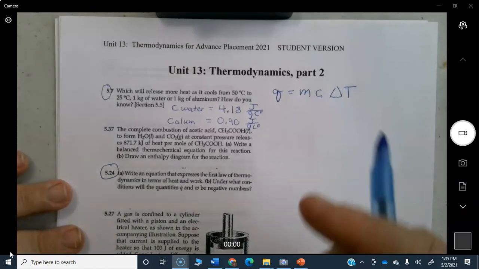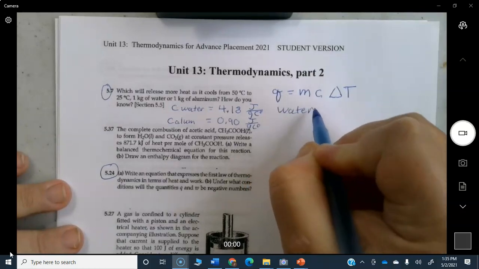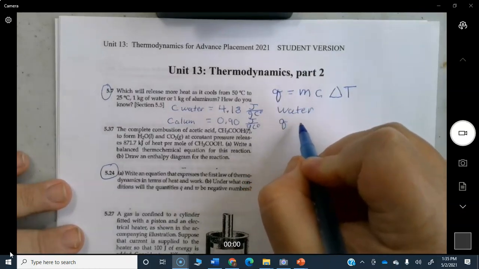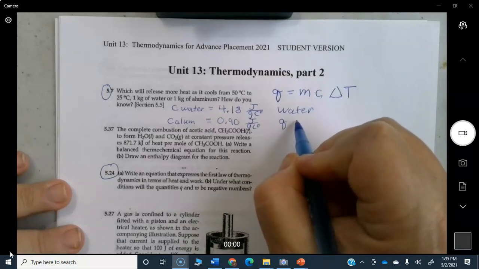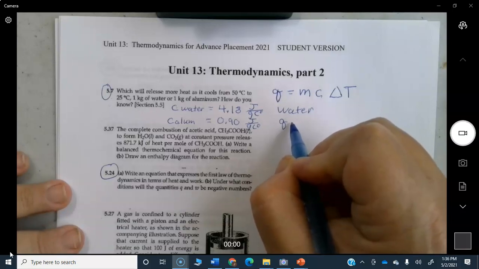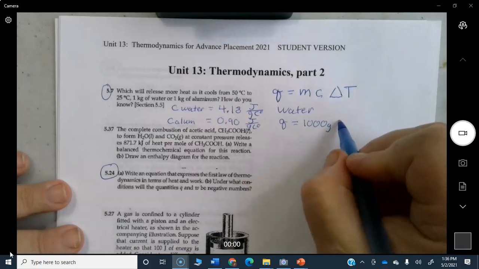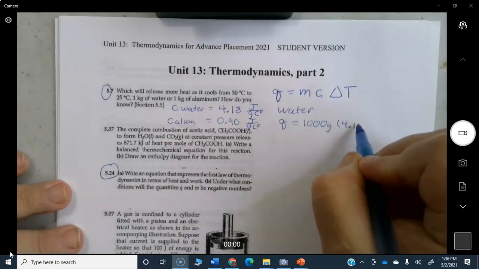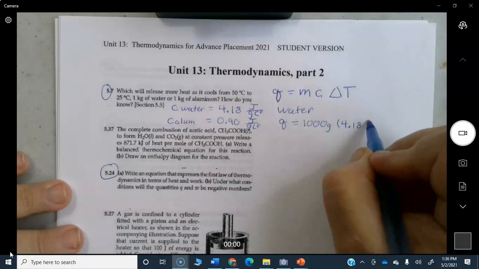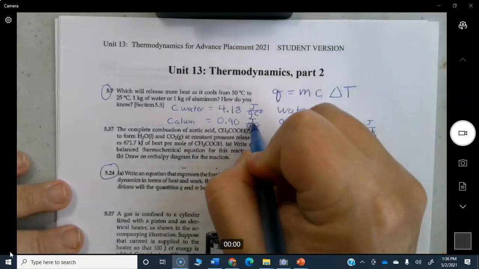All right, so what you can do then is plug it in here. So for water, the heat would be, the mass is 1 kilogram, but we have to convert that to grams. So a kilogram is 1,000 grams. So it's going to be 1,000 grams times the specific heat of water, which is what we just said, 4.18 joules per gram centigrade. I'm actually going to change it to Kelvin. I think it should be Kelvin, actually.